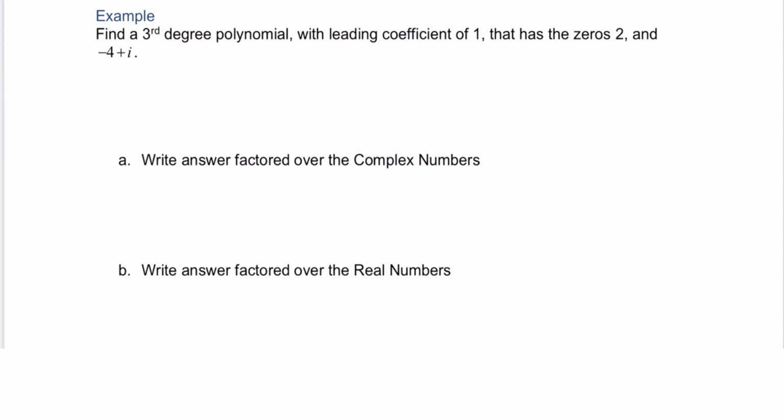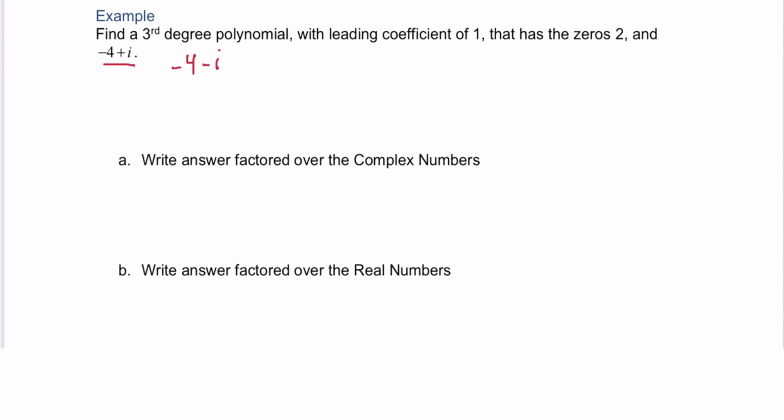Find a third-degree polynomial with leading coefficient of 1 that has zeros 2 and -4 plus i. Since it's a third-degree polynomial and we're only given 2 zeros, we need to first find the third zero. And we know -4 plus i is a zero. Its complex conjugate, -4 minus i, must also be a zero.